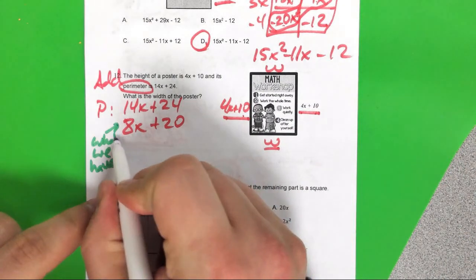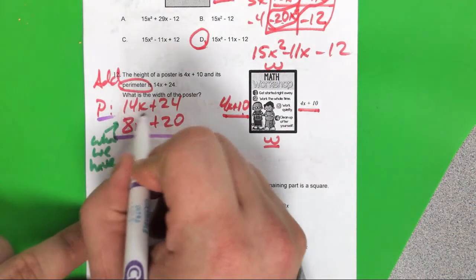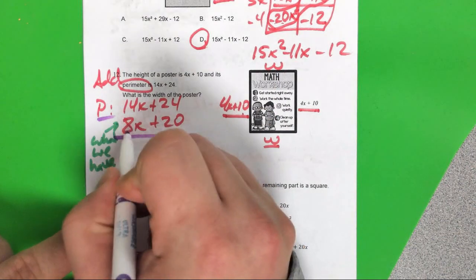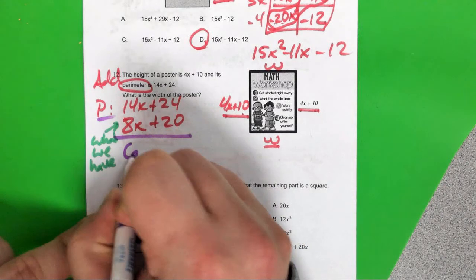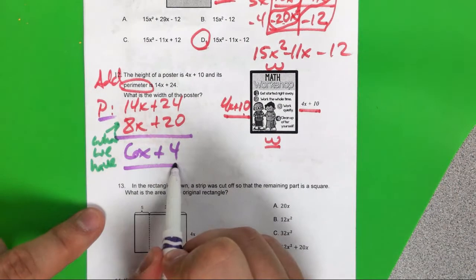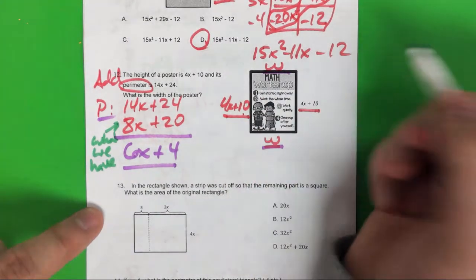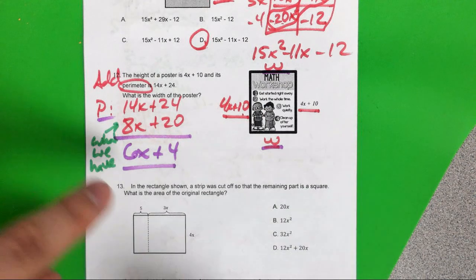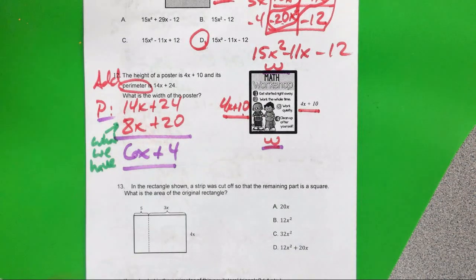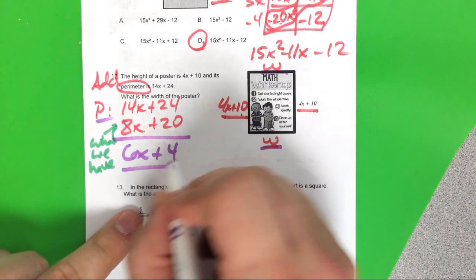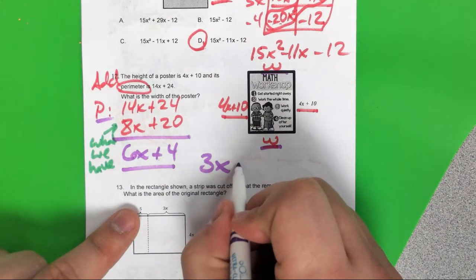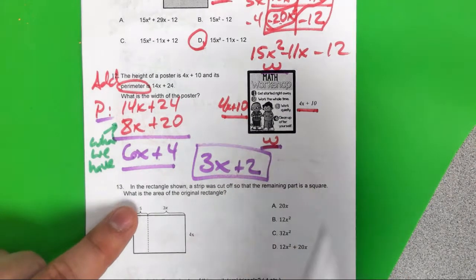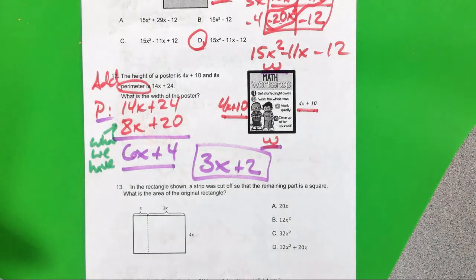What's going to make up the rest of this between these two? So if we subtract, 14 minus 8 would be 6x. 24 minus 20 would be 4. This is the piece that's left over for this width and the other width. So this is actually double what the width is, so we need to divide it by 2. 6 divided by 2 is 3, 4 divided by 2 is 2. So that is our width right there.